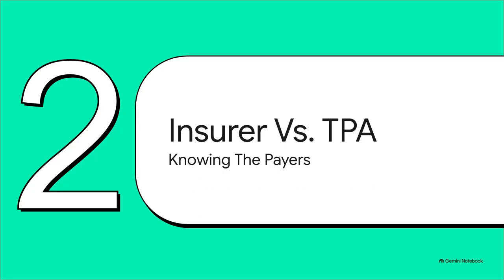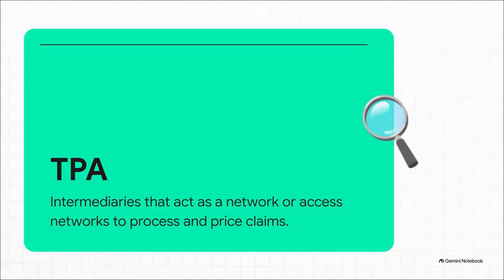Section 2. Insurer vs TPA distinctions. Knowing the payers. Now, what's really interesting about this shift in our topic is that it fundamentally changes who is in charge of a claim. We need to define a third-party administrator, or TPA. TPAs are basically intermediaries that function as a network itself, or they access existing networks to process and price claims. Very often, self-insured small businesses use TPAs to keep medical treatment expenses under control through network pricing negotiations. They act as a sort of middleman.